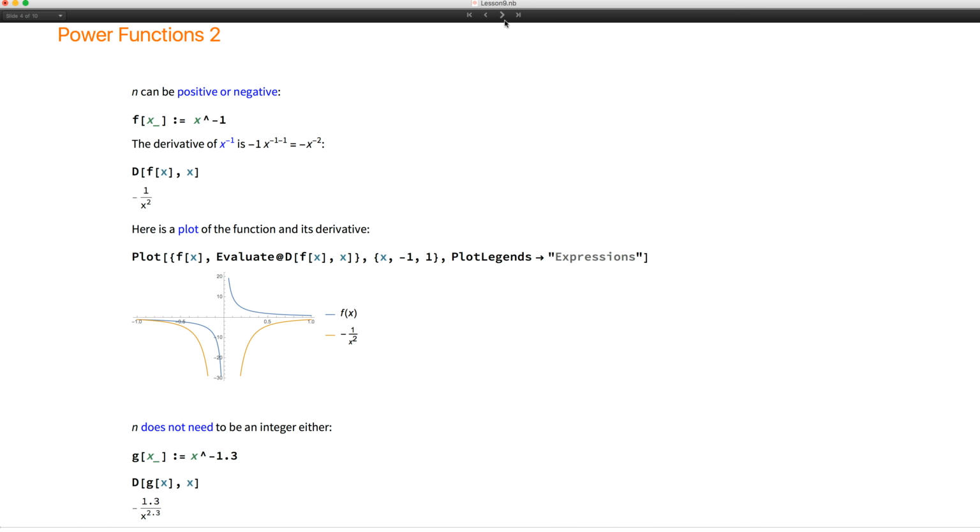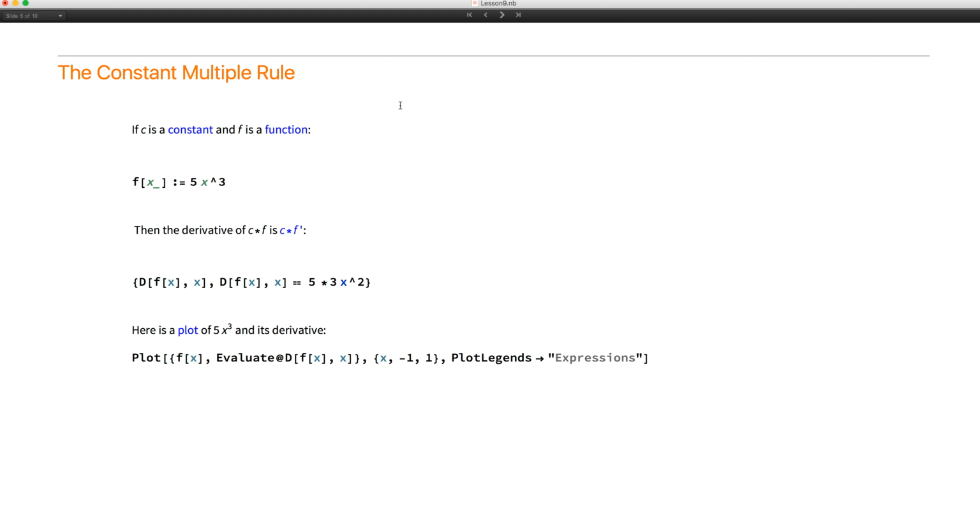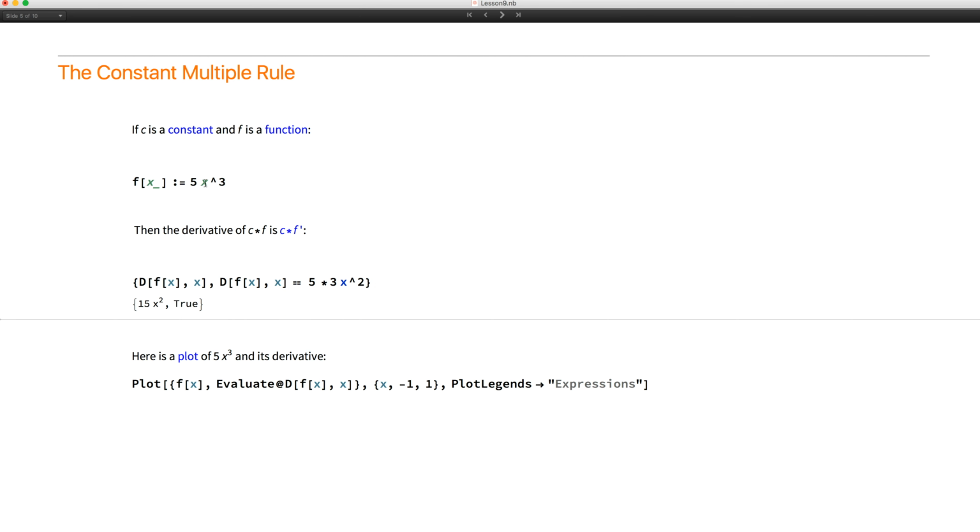Okay, so to go further, let's now talk about constant multiples of functions. Here you have a constant and a function, and when you try and find the derivative, what you do is you simply pull out the constant from the function and find the derivative. So the derivative over here is just 15x squared, which is 5 times 3x squared. So the 15x squared over here is the constant 5 times 3x squared, which is the derivative of x cubed. So here's a plot of the function and derivative, and you can see that this is a very simple rule, the constant multiple rule.